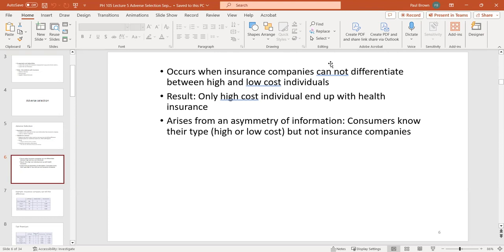What they were talking about is that if you don't get enough healthy people there, and you're only being charged the premium for the unhealthy people, then premiums just keep going up and up and up. And pretty much the only people who are left are the really, really unhealthy ones, because they're the only ones who stay in. They're the only ones who are getting a good deal all the way through.